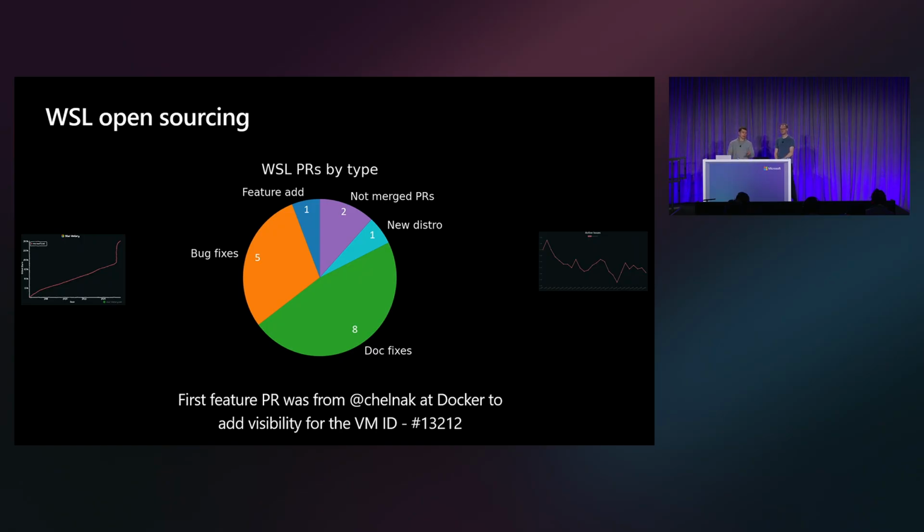And I want to call out a really exciting first feature PR that we got from the community. An engineer at Docker was able to take a look at our code and say, oh, wow, we could get the VM ID. You could expose that to us, and then we could use that to basically speed up how we're connecting to the VM and issuing commands to it. And we said, oh, we didn't even know you needed that. And so we were able to put a PR together with that community member, which is pretty cool because it benefited both WSL and Docker.